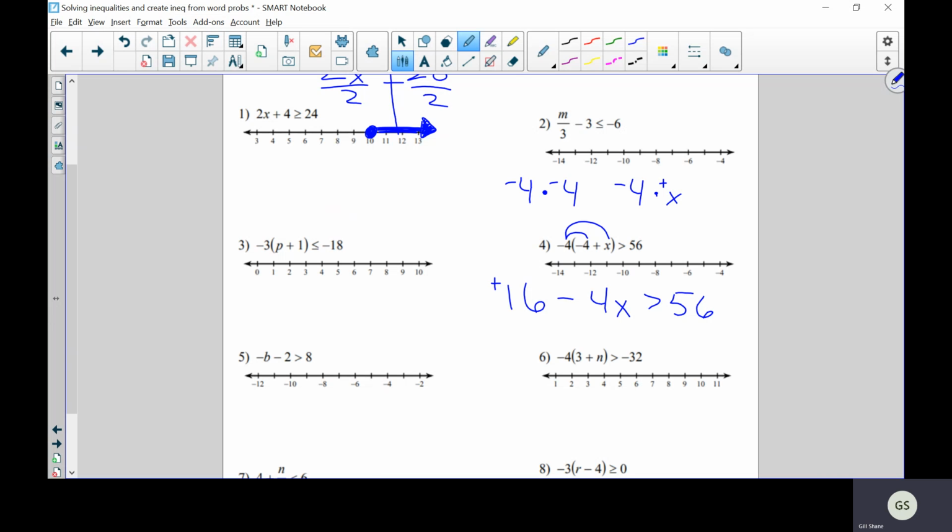Yeah, negative 4. Oh, is that 16? Negative 4 times x equals negative 4x. You should be multiplying negative 4 times negative 4. You should have subtracted it. Oh, you're doing this a different way.